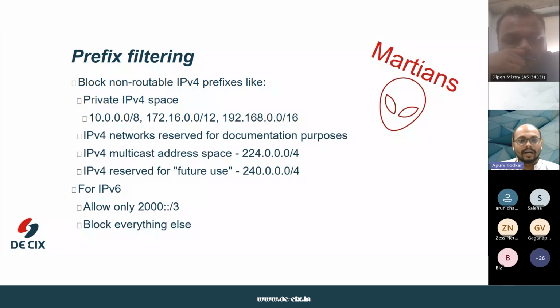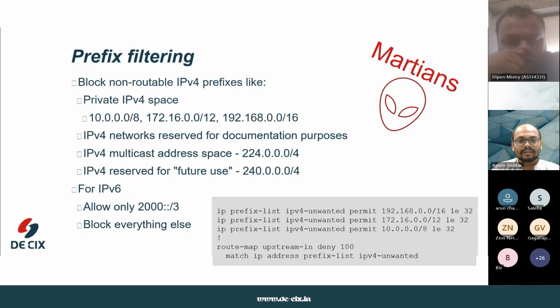All of these unwanted prefixes need to be organized in a list or a table depending upon your router's configuration. For example, on Cisco routers, you can create a prefix list to filter this out. In this case, I have named the list IPv4 unwanted and applied it to filter inbound routes from the upstream provider. This process helps to eliminate any unwanted prefixes that I mentioned before, referred to as Martians, from your BGP table.